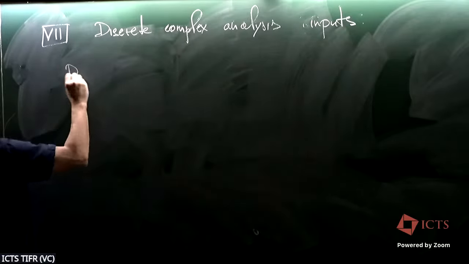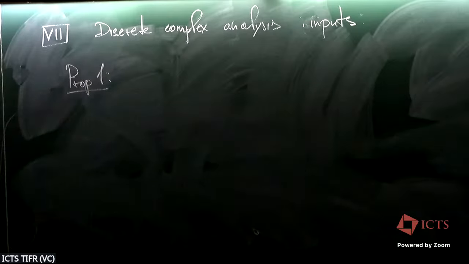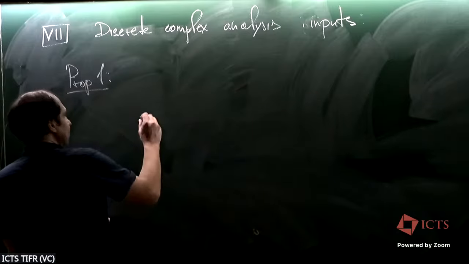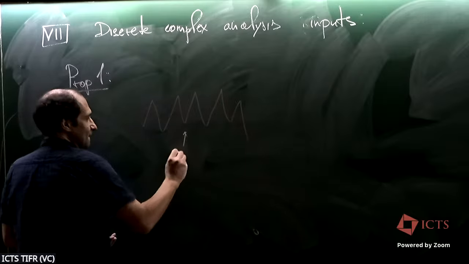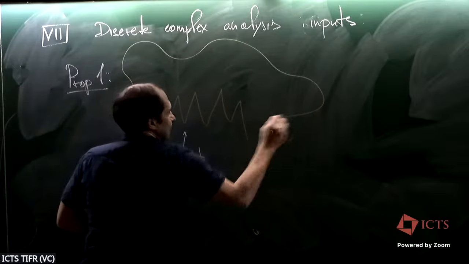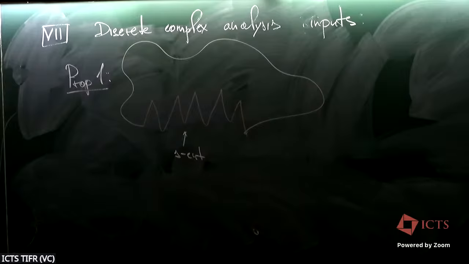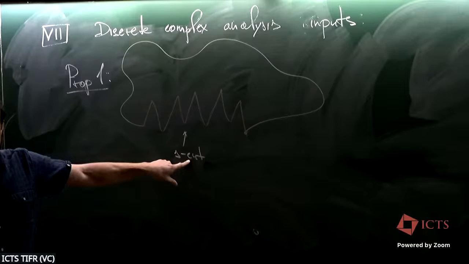There are two propositions. So the first proposition is as follows. Assume that we have a domain, say with Dobrushin boundary conditions. One part of the boundary is yellow, the other is red. And this is an S cut. The yellow part of the boundary is this special part on which we have positivity.